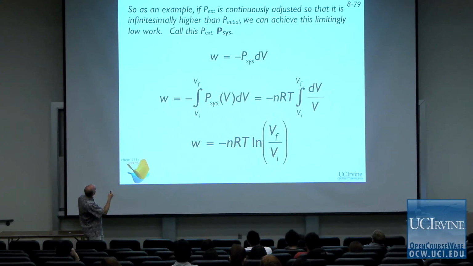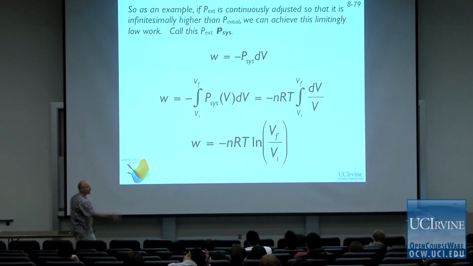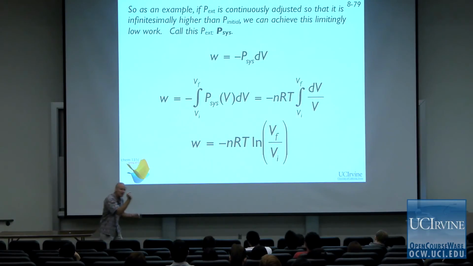P is continuously adjusted. We can achieve this limitingly slow work. We're going to call that pressure that we're adjusting, grain by grain, P-sys. That's just to give it a name. Now we know work is minus P-sys dV, the work associated with the addition of each grain, because we're going to decrease the volume by dV.